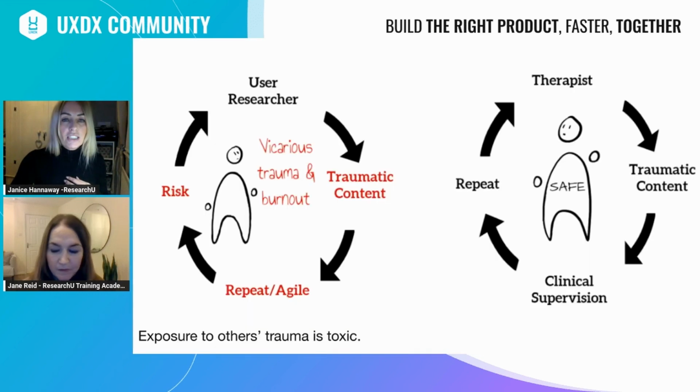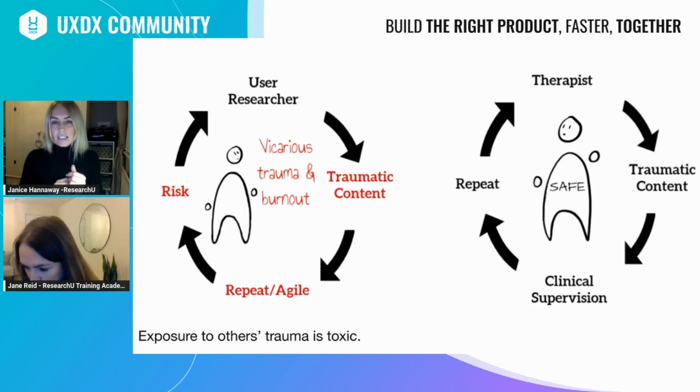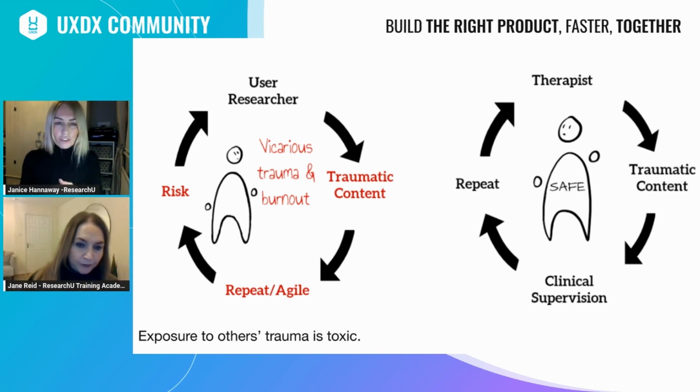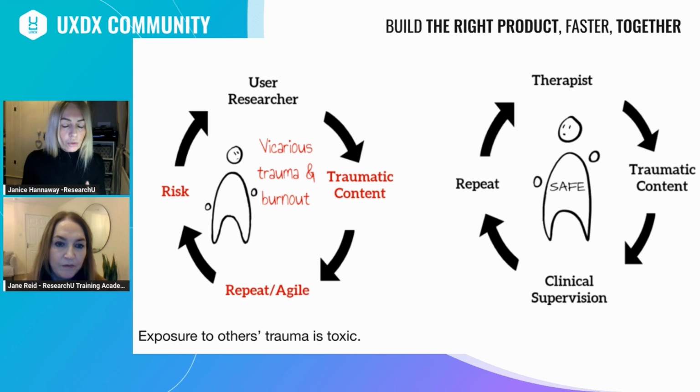So if we think about researchers and designers, this is an image that we use when we're doing our training. And this is an image that we share mainly with user researchers because they're the people on the front line. They're the people that are listening to all the complex stories, all the trauma. So they're the people that are probably most vulnerable to it. However, the full team, the full UCT team will hear the information they bring back.